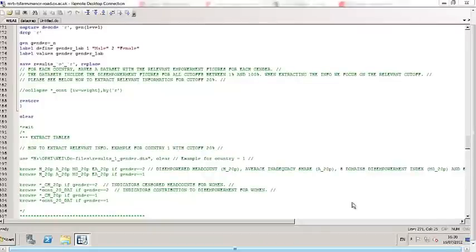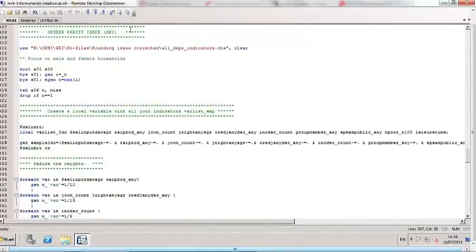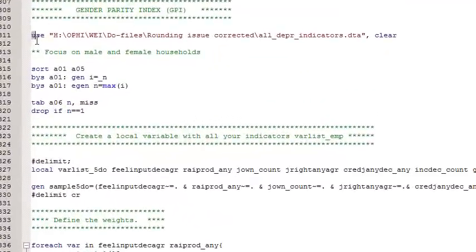Moving on to the computation of the gender parity index. So first thing, we use the data set that already has all the indicators in their inadequacy form. Then we drop the female only households. To compute the GPI, we need the households where there is both a primary male and a primary female, and we have information regarding both. Then the first steps of the computation of the GPI, the gender parity index, are identical to the first steps of the computation of the 5 domains of empowerment.